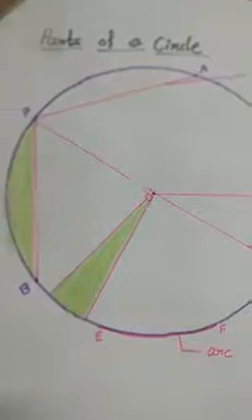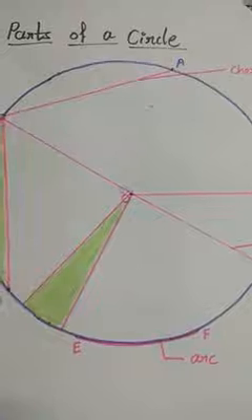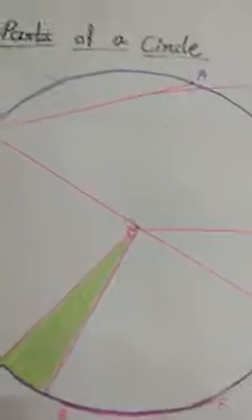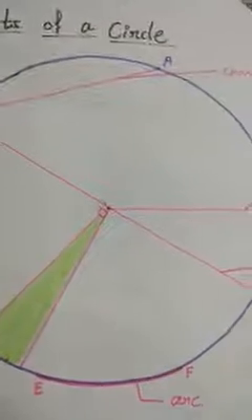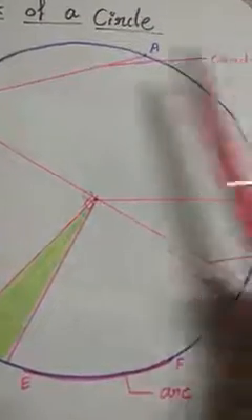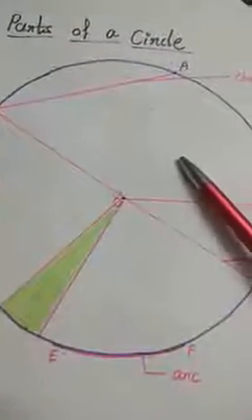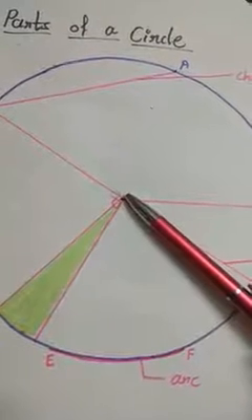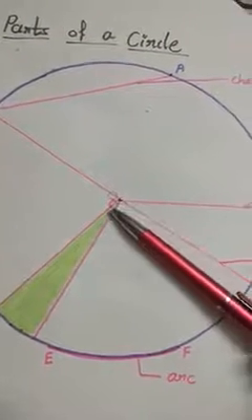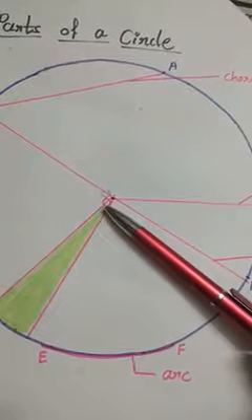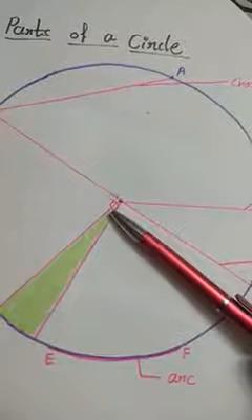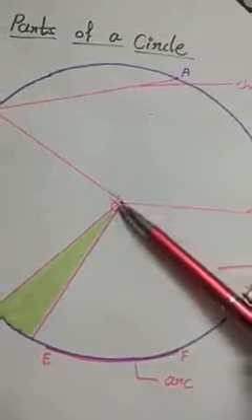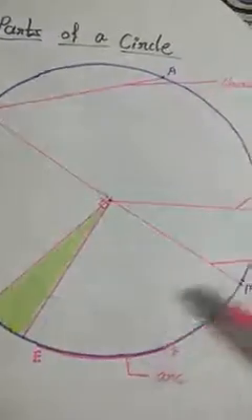You also draw a circle and show the parts of a circle. So let me revise once again. A circle is the path of a point moving at the same distance from a fixed point. The fixed point is the center of the circle. The fixed distance is the radius, and the distance around the circle is the circumference.